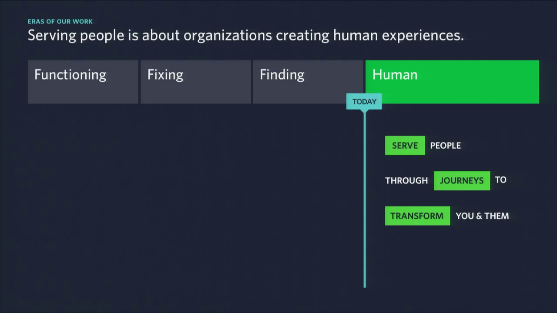Not one system at a time, not one touch point at a time or one channel at a time, but they go through their lives trying to get their things done. And the better we can map to those, the better we serve them. And we don't just do it for the heck of it, right? We want to transform both them and our own organizations by knowing them better, by serving them better.